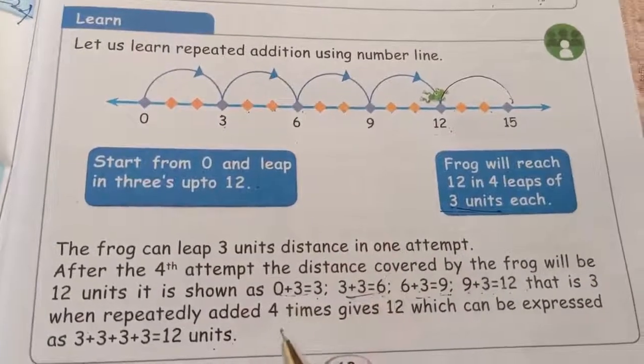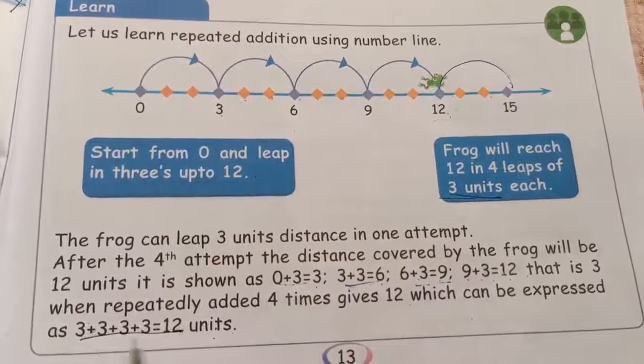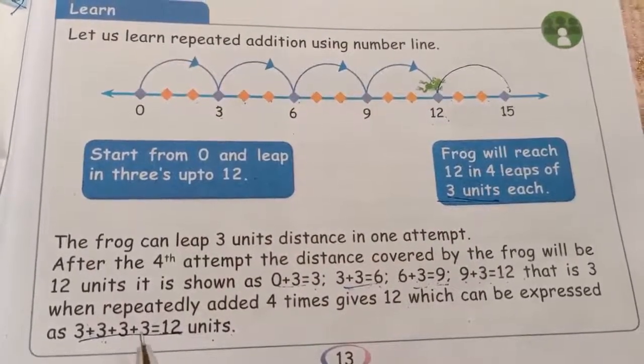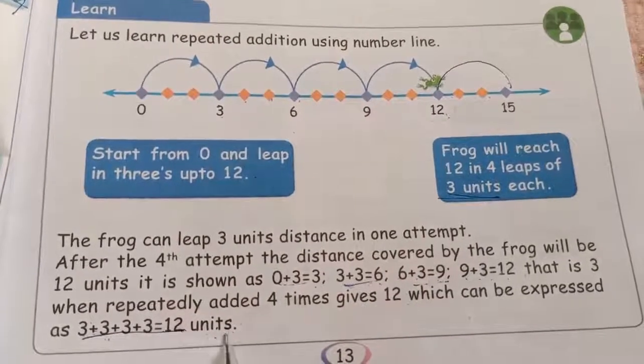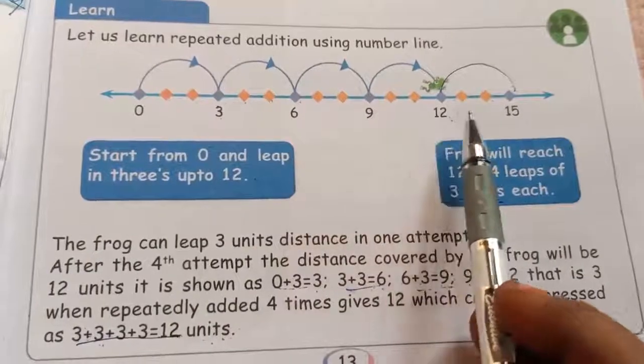The other one is also the same method. Okay. So this is called what? Repeated addition. Here we are repeatedly adding 3. So 3 plus 3 is 6. 6 plus 3 is 9. 9 plus 3 is 12, which is 12 units. Okay. So this frog covers how many units? 12 units.